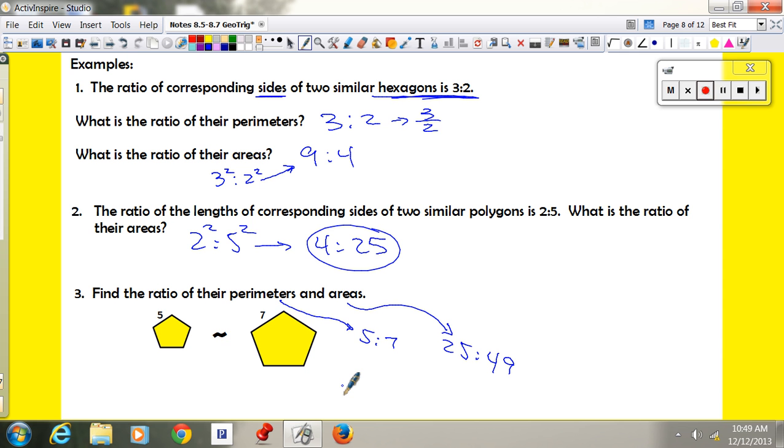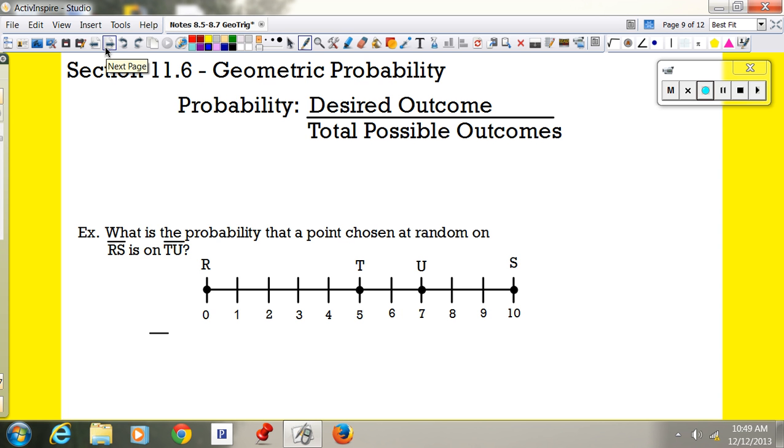Okay, so there's 8.6. The last 4 slides are on 8.7, which is on probability. Geometric probability. Now, probability is the desired outcome over the total possible outcomes. Like, for example, if I had a deck of cards here, and I said, if you pull out the ace of spades, you get $1 million. So I hold the deck out here, and all you gotta do is pull out the ace of spades. What's the chance that you pull it out, because you really want that ace of spades. You really love that $1 million. You got 1 out of 52.